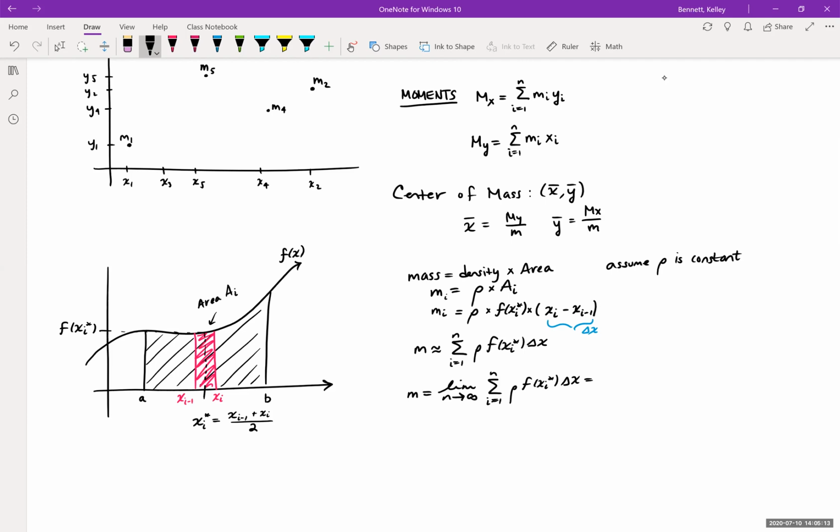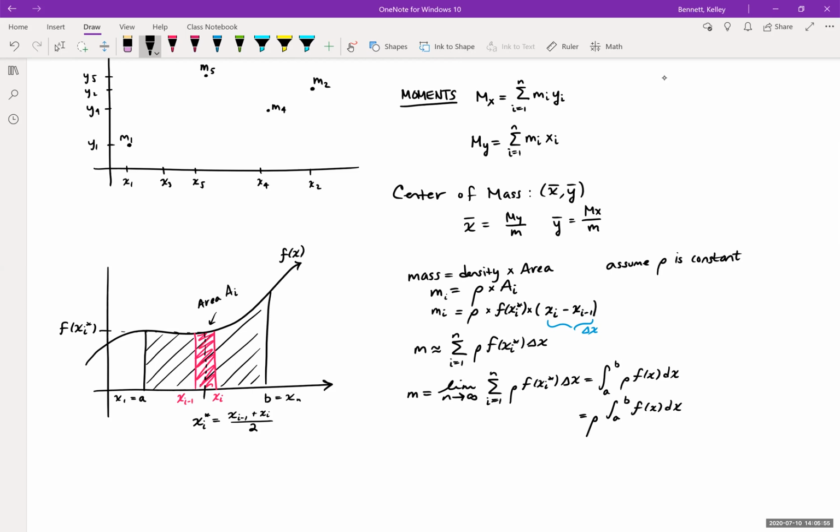will become the integral. So if we let a be x1 and b equal xn, then this is the integral from a to b of rho f of x dx. Notice we can also write this as rho times the integral from a to b of f of x dx. And the integral from a to b of f of x dx represents the area under the curve. So this is density times area again. So that's our mass.